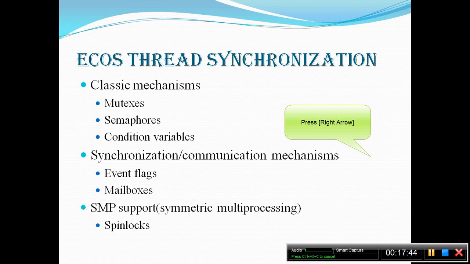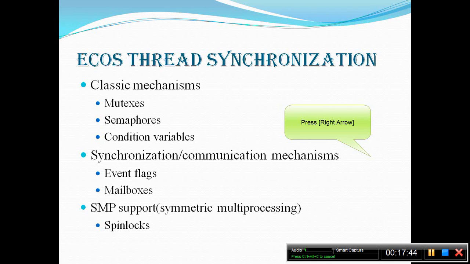The eCos kernel can be configured to include one or more of 6 different thread synchronization mechanisms. Those include classic mechanisms, synchronization communication mechanisms, or the SMP support, that is symmetric multiprocessing. Let us see in detail. The first one is the mutexes.